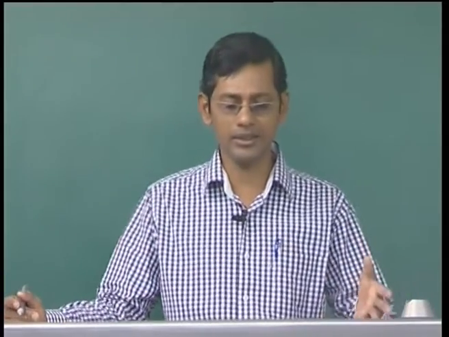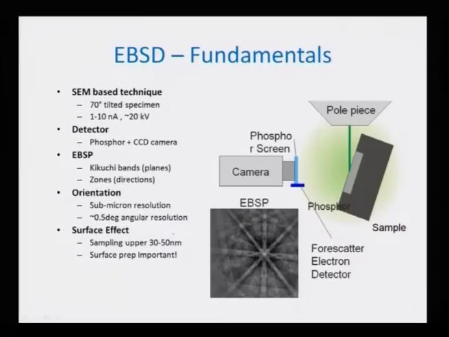Normally we use field emission guns in the transmission electron microscope, so that the beam intensity is quite high. And the detector here is basically a phosphor screen, or we can use a phosphor screen plus a CCD camera, and these patterns are called electron backscatter diffraction patterns, either EBSD patterns or EBSP patterns.